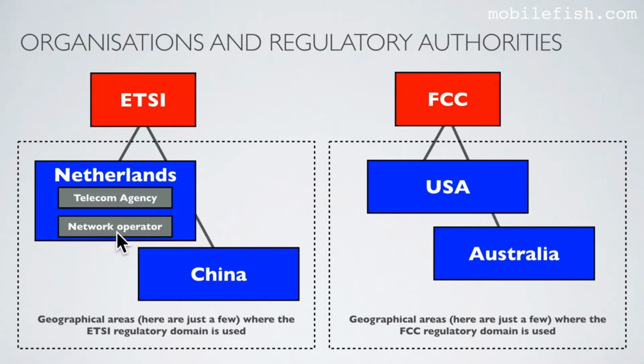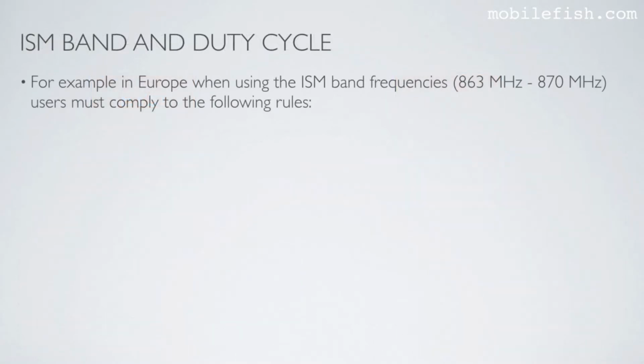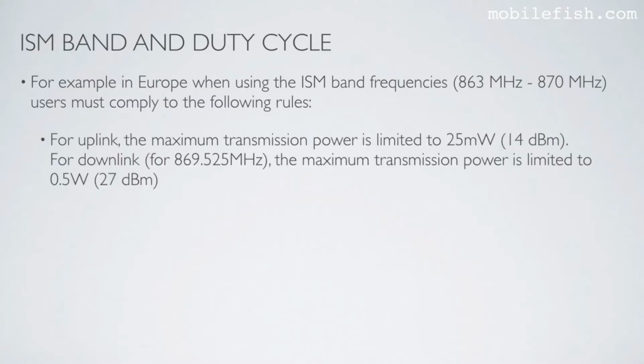There are commercial or non-commercial operators who can set up a LoRaWAN network. These operators can set additional rules. For example, in Europe, when using the ISM band frequencies 863 MHz to 870 MHz, users must comply to the following rules. For uplink, the maximum transmission power is limited to 25 mW or 14 dBm.